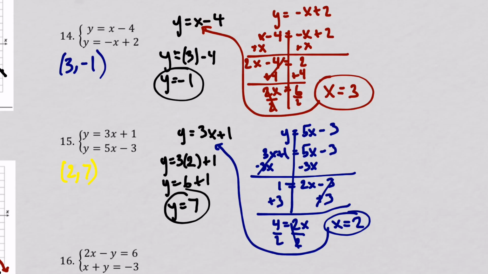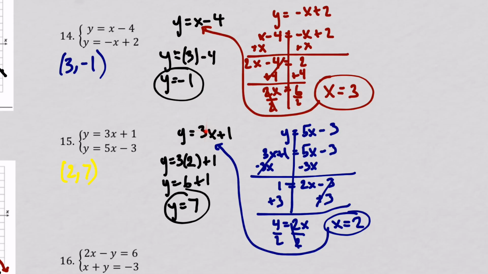I took the x minus 4, substituted in for y right here, solved all the way down until I got x equals 3. I took that x equals 3, went back to the other equation, plugged it in, and I got y equals 3 minus 4, which is -1. There's my solution.